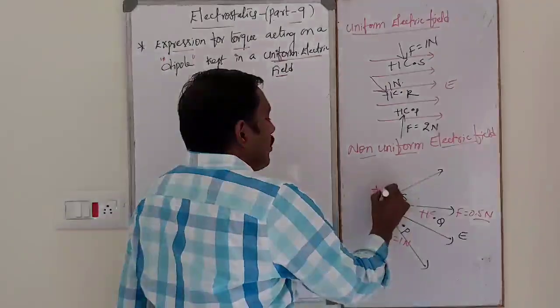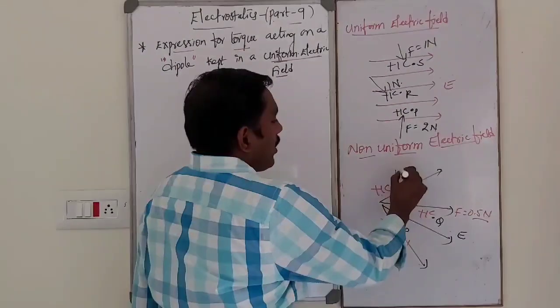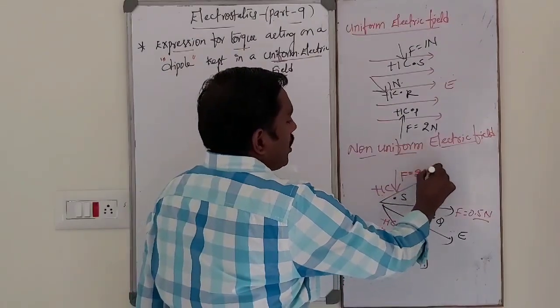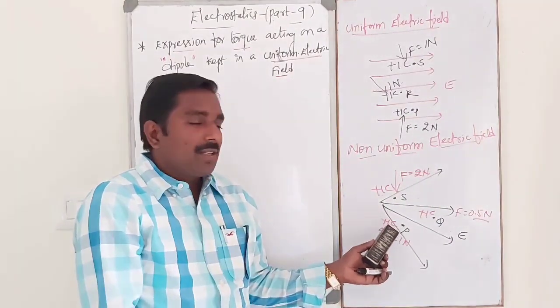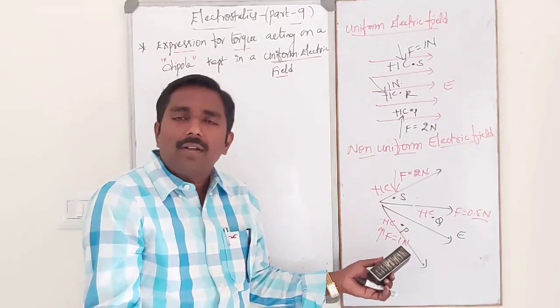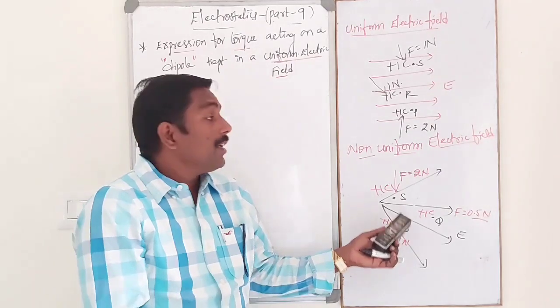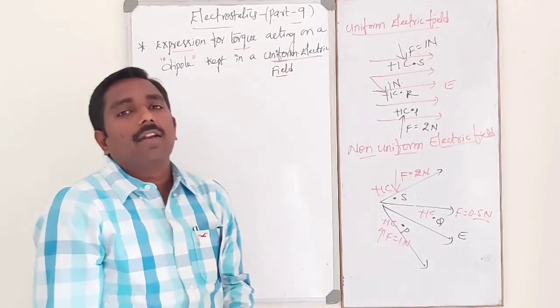And the same 1 coulomb of charge placed at S. Some other quantity of force will be acting, that is Q Newton. So the same quantity of charge placed at different points, the force will be different inside the field. That is nothing but a non-uniform electric field.